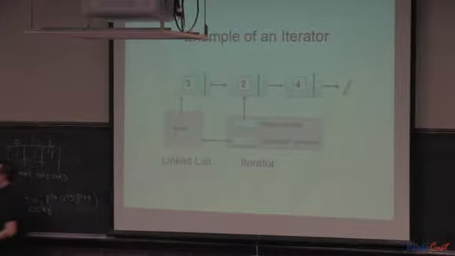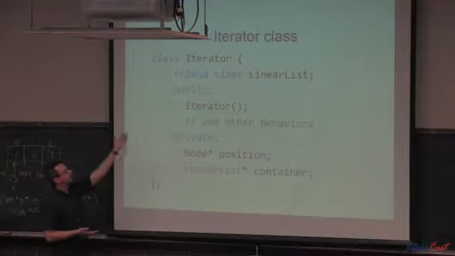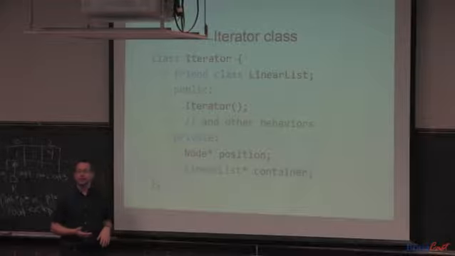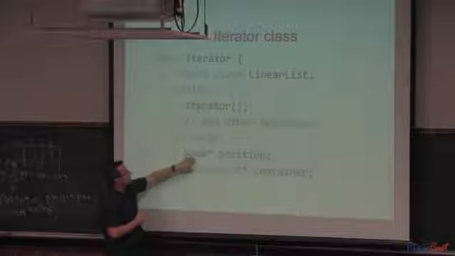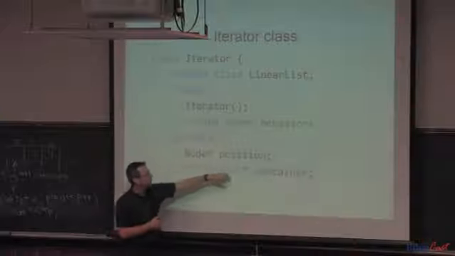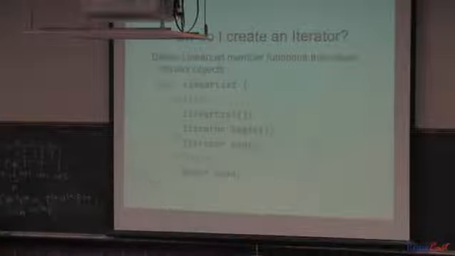Very predictable movements. So here's an example of how I would define an iterator. You have a class called iterator. You want to make your list a friend of that class so that you can access the iterator's members directly. And then I have a constructor and other behaviors like advance one or go back one in the collection. And it keeps track of a position in the list, so a node pointer, and a pointer to the list that contains that node.